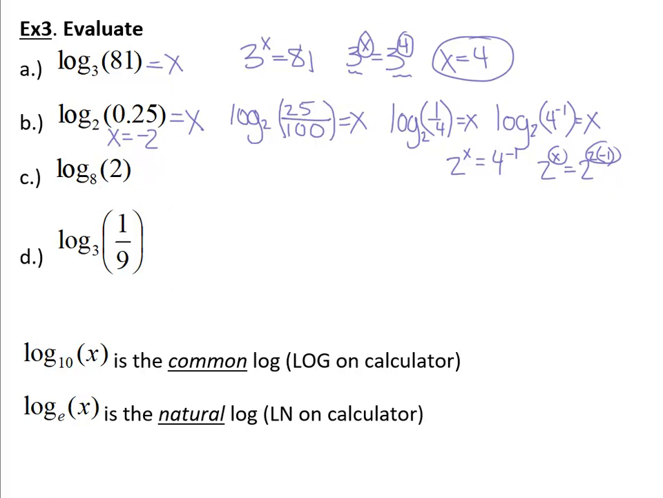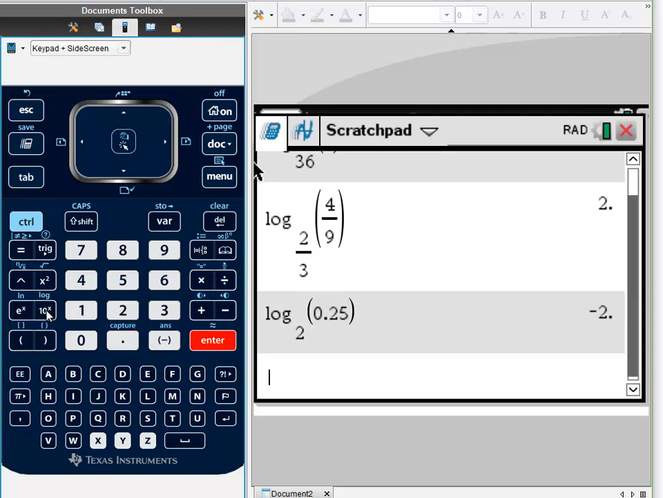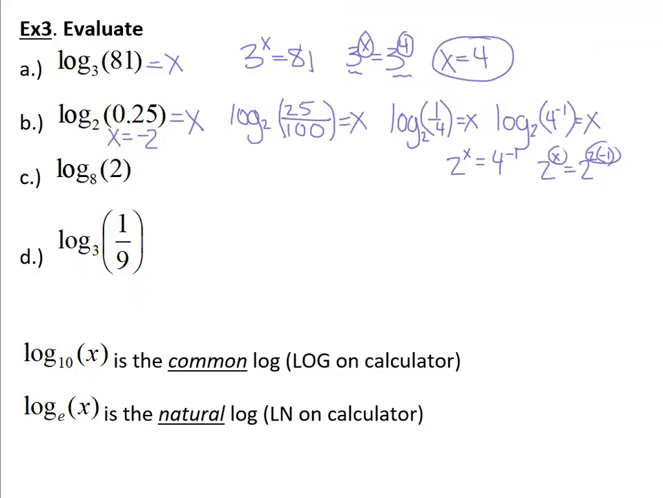So I could check that in my calculator. Log base 2 of 0.25. So I'll use the log key again. Log base 2 of 0.25 is -2. Feels good. All right, let's try another one here.